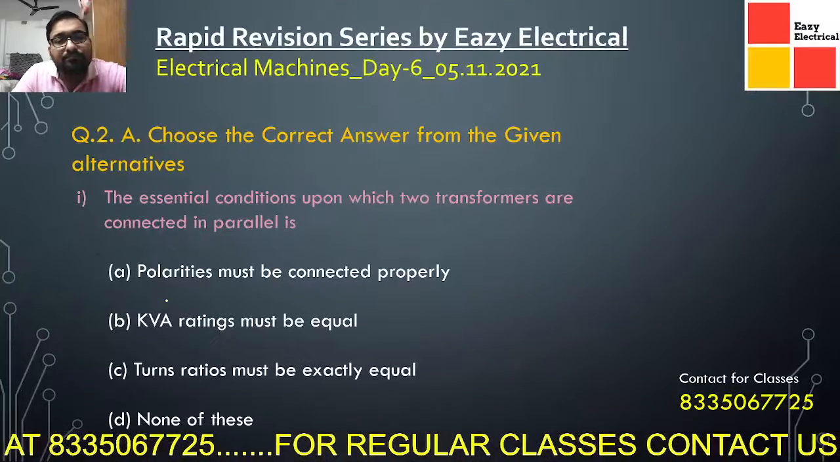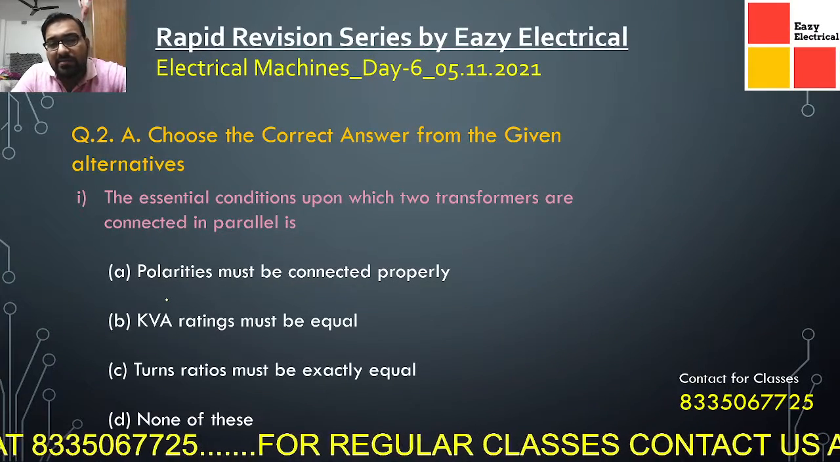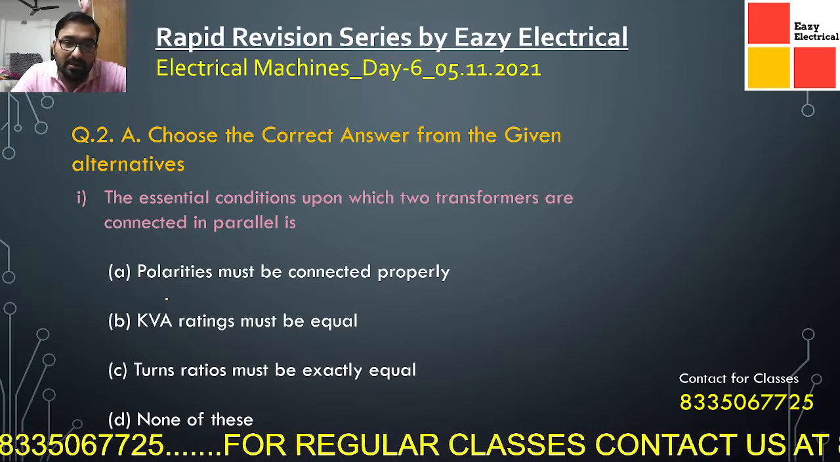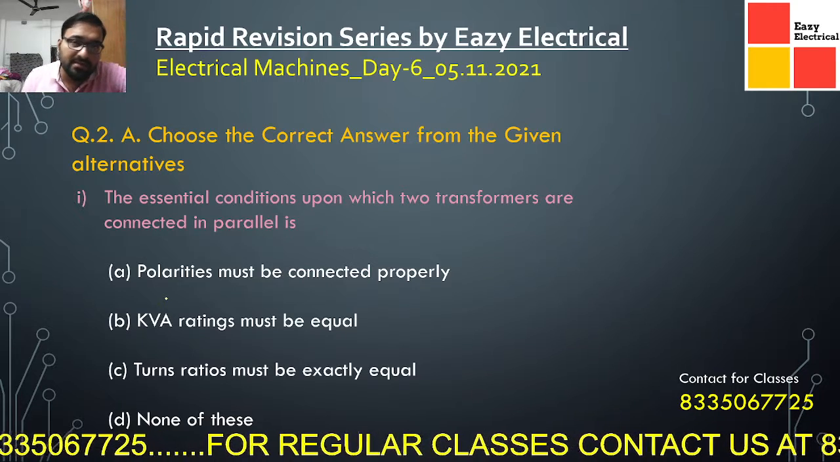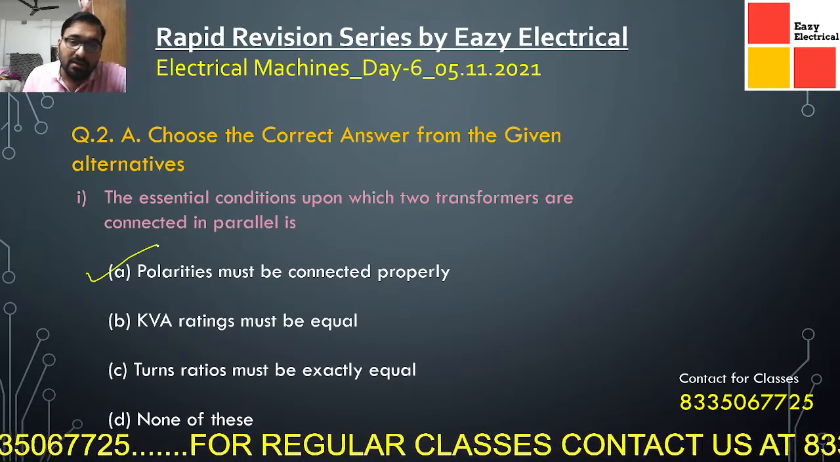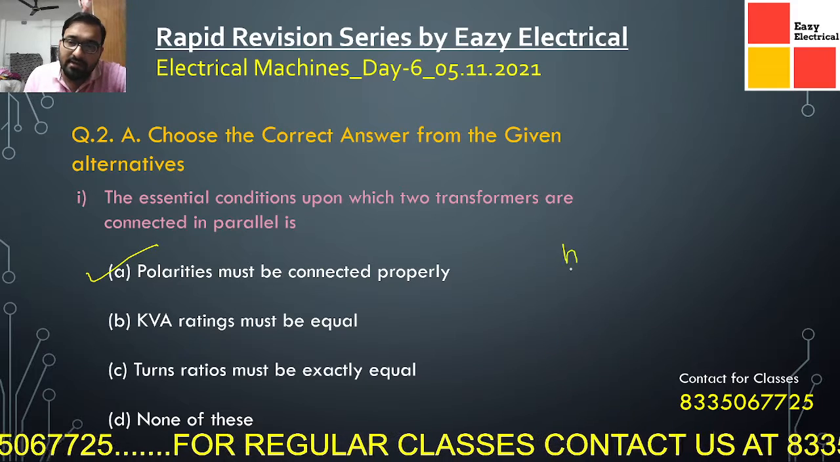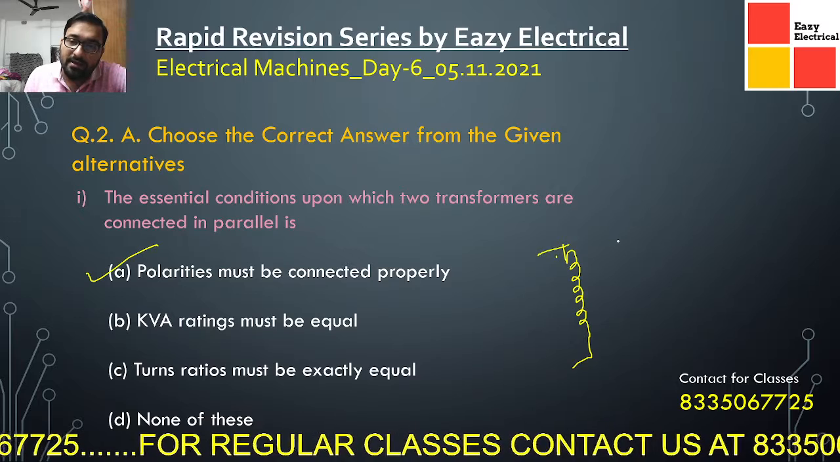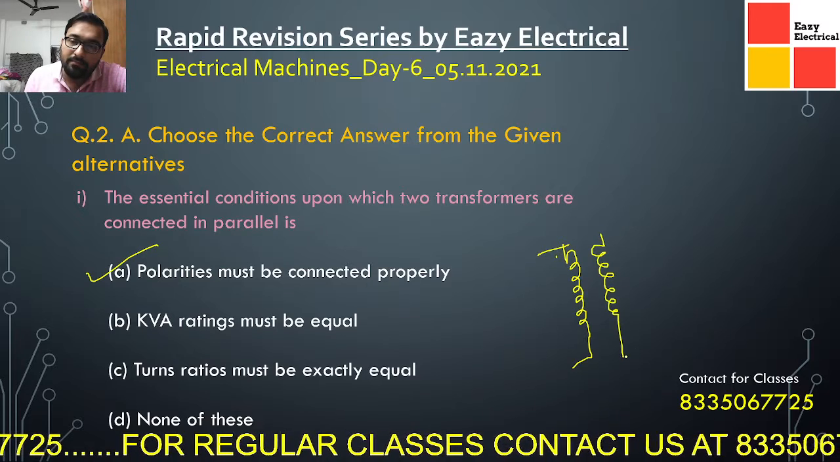Next is the essential conditions upon which two transformers are connected in parallel. The first and foremost parameter is the polarity. The polarity means the dot connections. The dot connections have to be kept in mind before connecting two transformers in parallel, right?